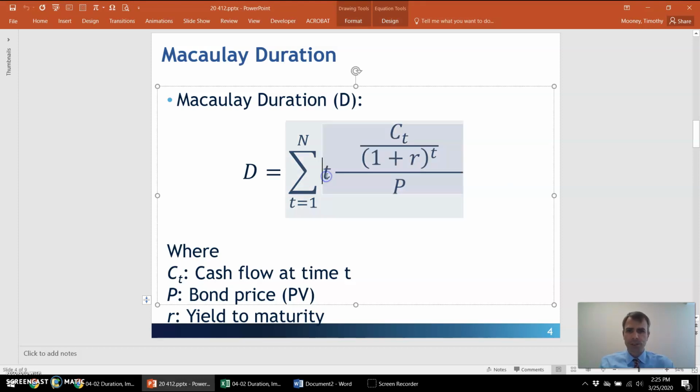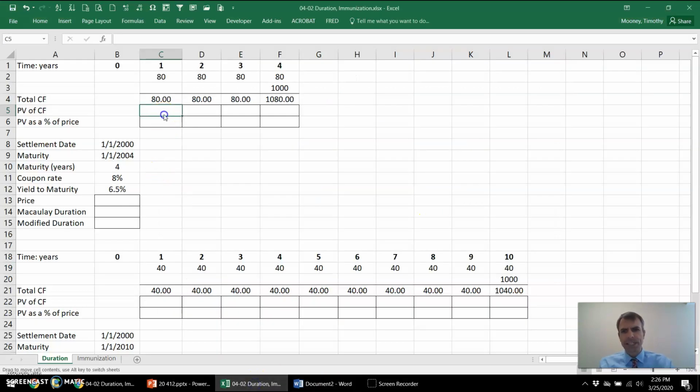So time is the first term of the sum. And then the second term is a weight where the numerator is the present value of the cash flow at time t. Do you see that? Cash flow at time t divided by 1 plus the discount rate raised to the t power, right? Present value of a given bond's cash flow as a fraction of the bond's price. Let's see how that looks. Let's build this out in Excel.